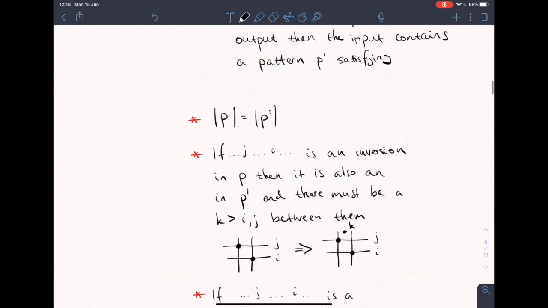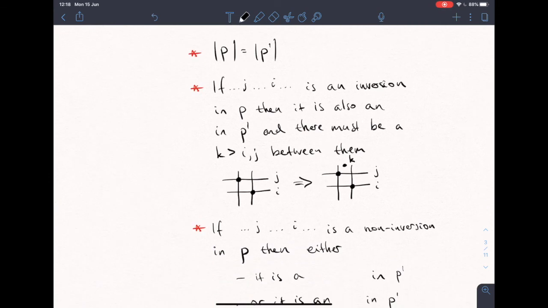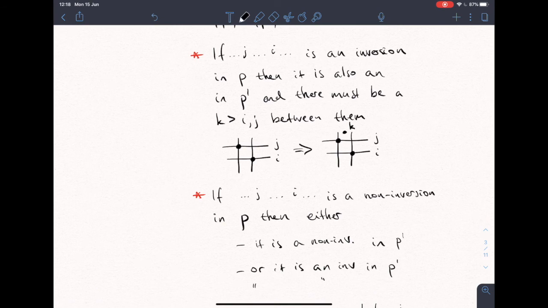We also need to say something about non-inversions. So if you have a non-inversion in the pattern P in the output, then either the same is true in P prime and nothing much else needs to be said, or it's an inversion in P prime with no k, which means it's an inversion that gets fixed by the stack.